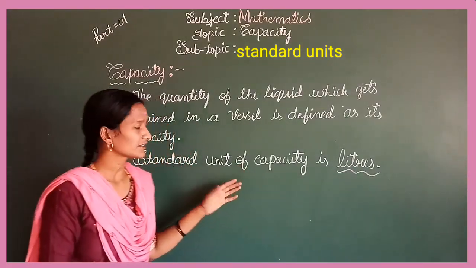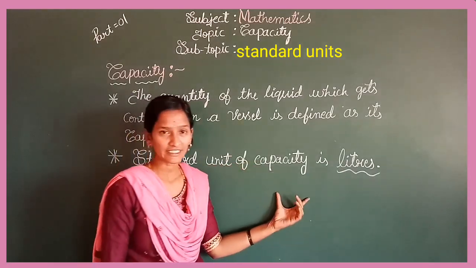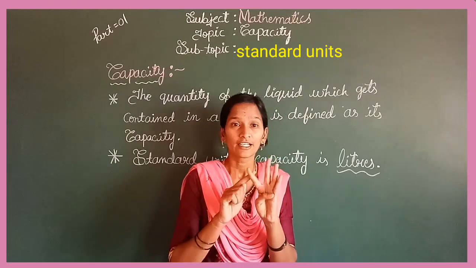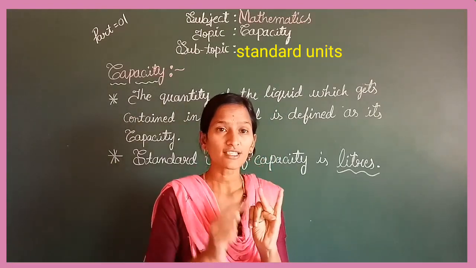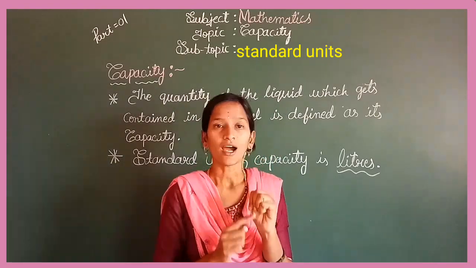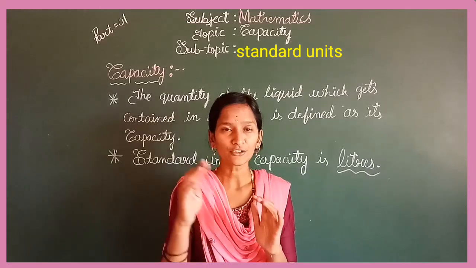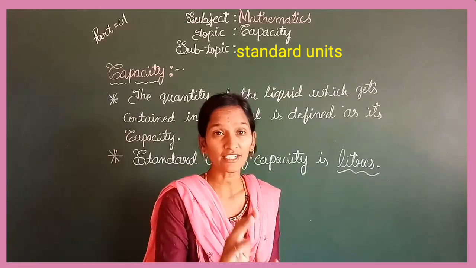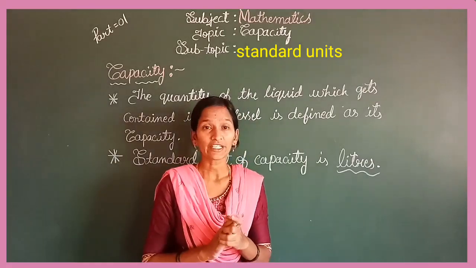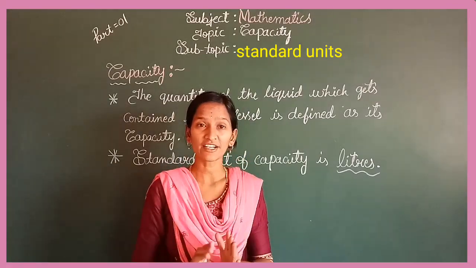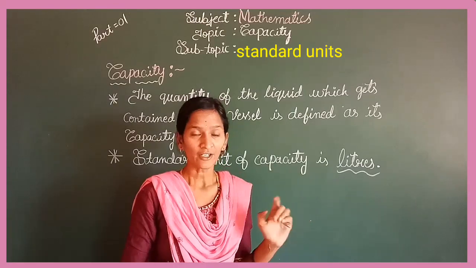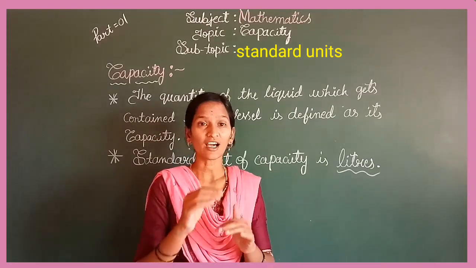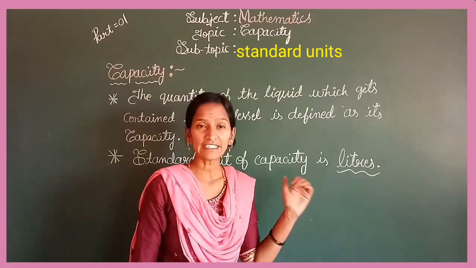So that is the standard unit of capacity, liters. For example, bottled water, kerosene, refined oils, petrol, diesel, milk, and so on. These are all sold in, or measured in, liters. The large quantities of liquids are measured in liters, right? What about small quantities? Yes, the small quantities are measured in milliliters.